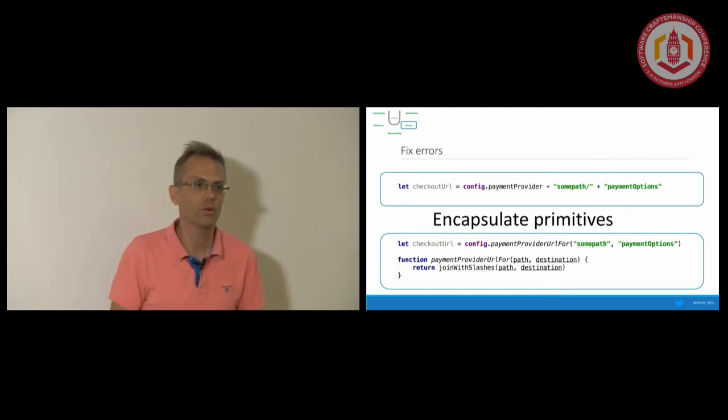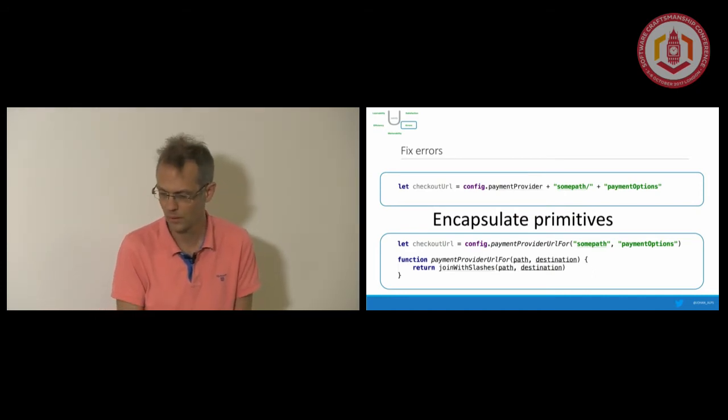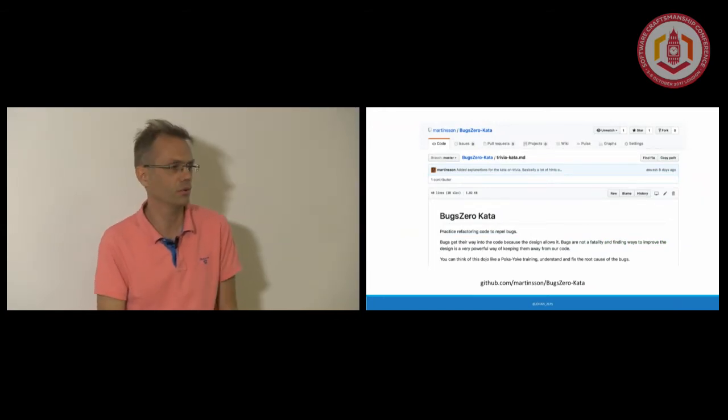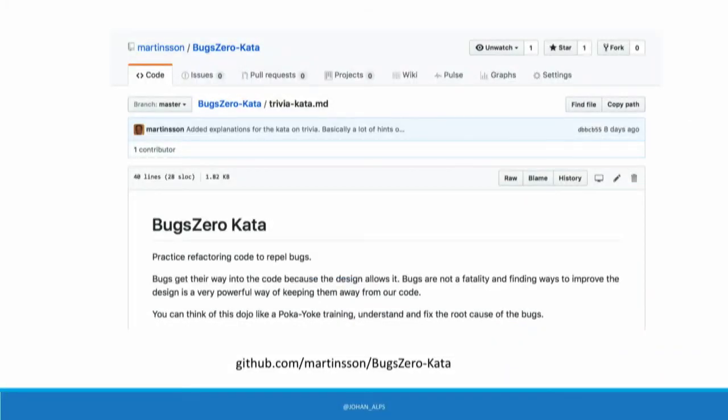So one efficient way of doing this is encapsulating primitives. I think this is a very strong subject, so I created a kata for this, where you practice reading through a code base to identify design weaknesses. And when you do that, you train yourself in changing the design so that you will be able to make that error impossible or fix that error.